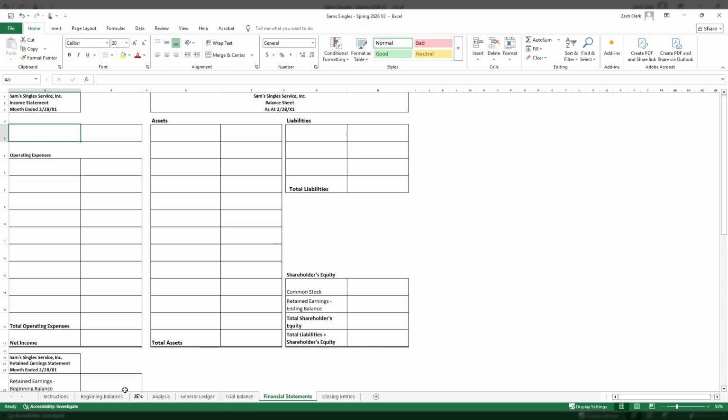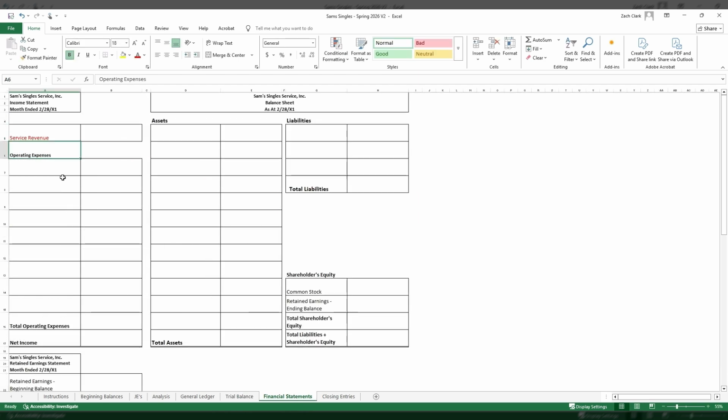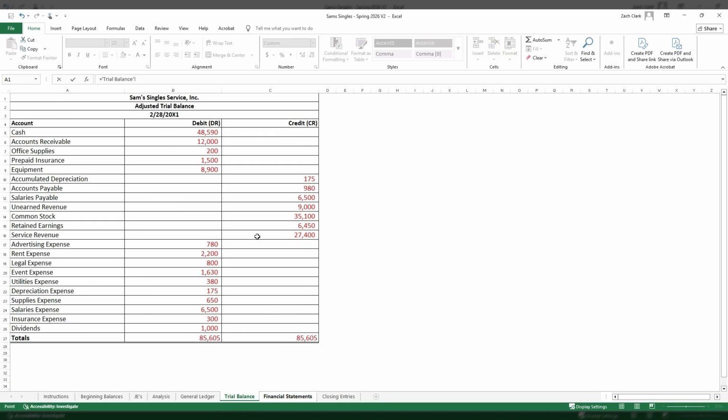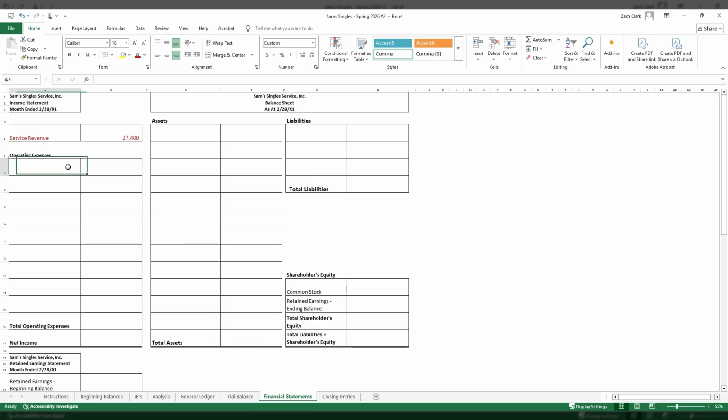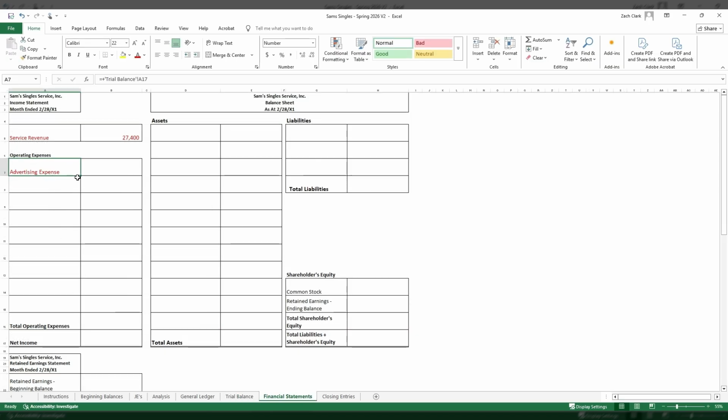Now we're going to come into the next tab, prepare our financial statements. Let's start by bringing over the accounts that we want to include. Remember, we start with revenues, then revenue minus expenses on our income statement. We want to prepare the income statement first, because that's how we calculate our net income that we then take to the statement of retained earnings.